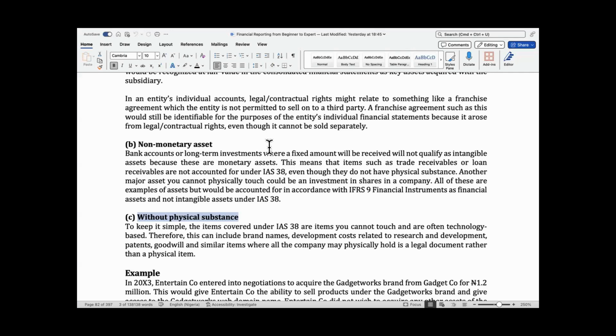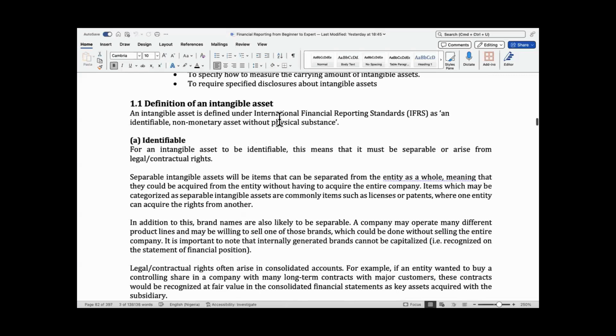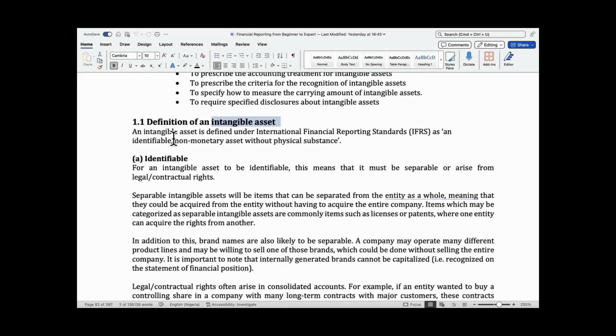So that is the definition of an intangible asset. That is how the standard has chosen to define an intangible asset: an identifiable non-monetary asset without physical substance.